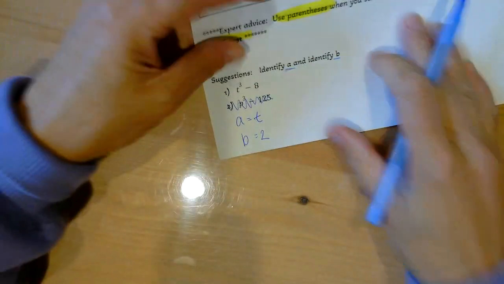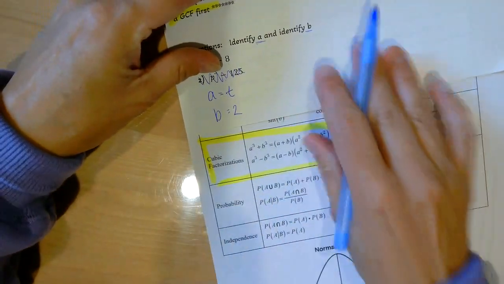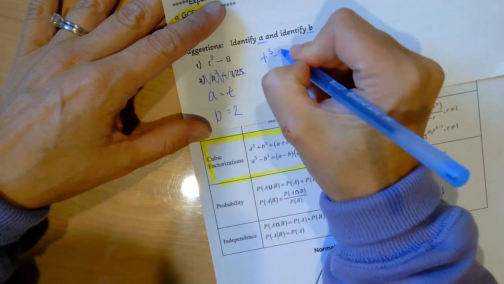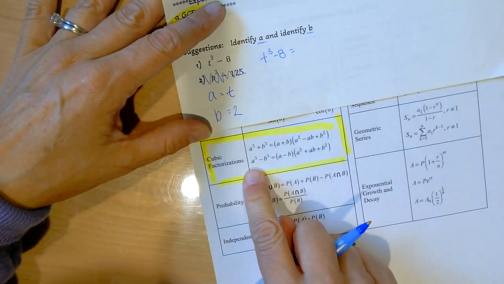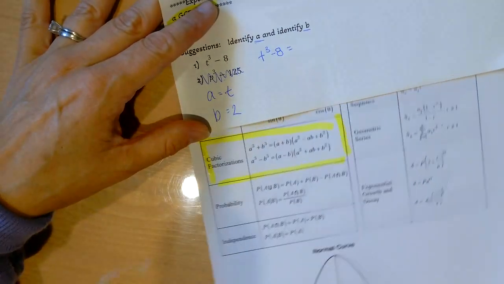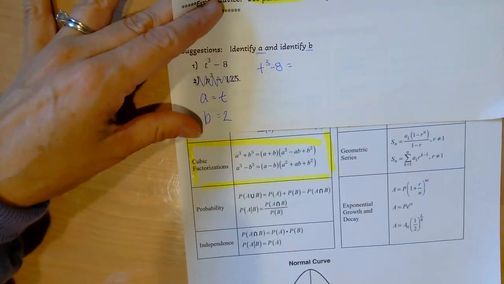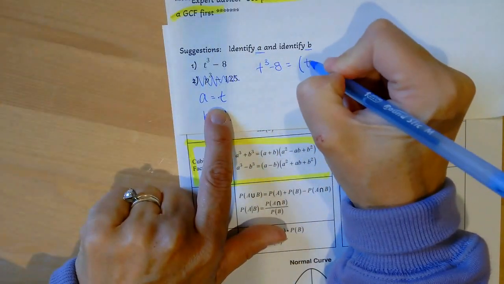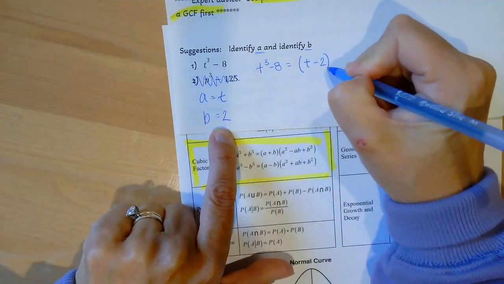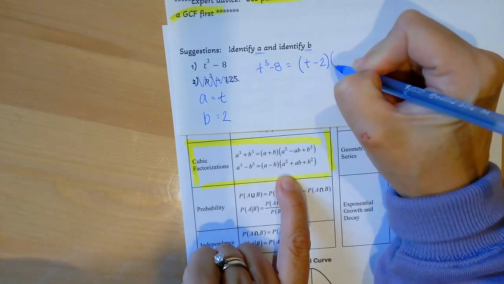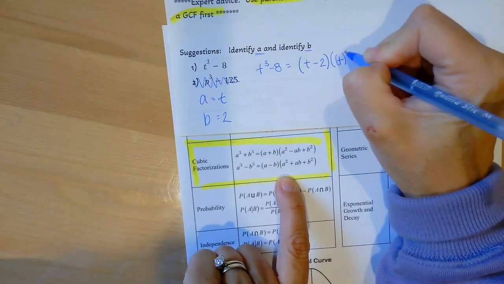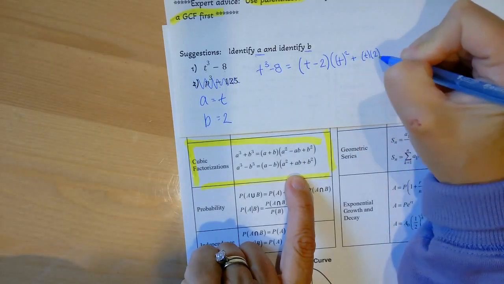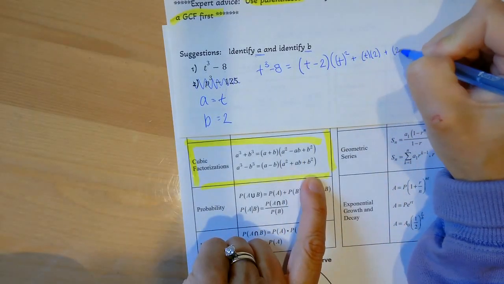Now this is simple. I'm going to go to my rule, the minus rule, okay, and I'm going to say t cubed minus 8 equals the a value minus the b value. So in parentheses, my a value is t minus my b value of 2. Okay, and I'm just going to follow the rule. Then it's going to say take the a value and square it plus the a value times the b value plus the b value squared.